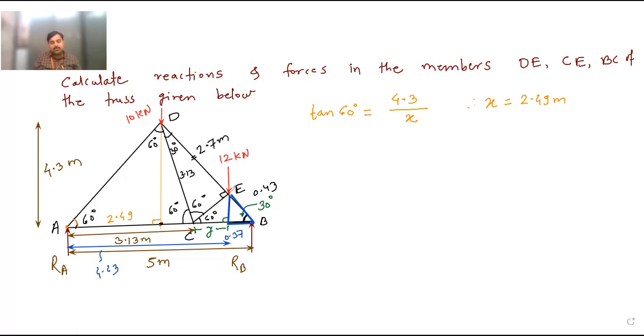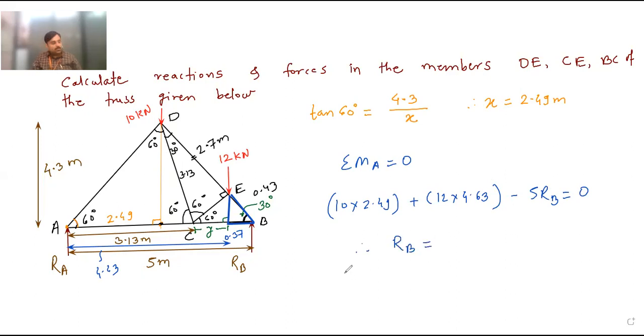This is nothing but the perpendicular distance of this 12 kilonewton force. Okay, now if I take the moment at point A, if I take moment at A equal to 0, clockwise positive, anti-clockwise negative, RA will become 0. Then it is 10 into 2.49, which is moving in clockwise direction. Then this 12 into 4.63, this is also in clockwise direction. Then this RB is moving upward, so it is in anti-clockwise direction. Minus 5 RB is equal to 0. So therefore, RB is equal to, calculate the value of RB now. What is the value of RB?